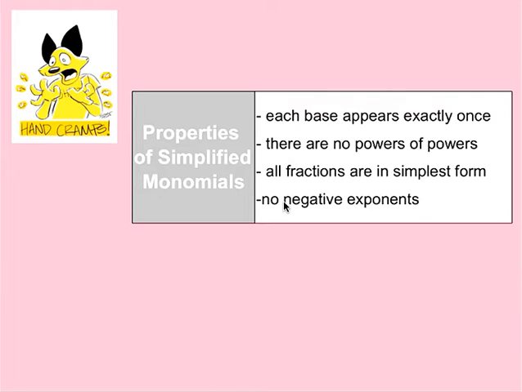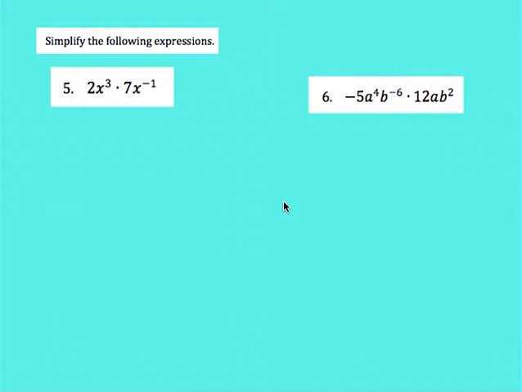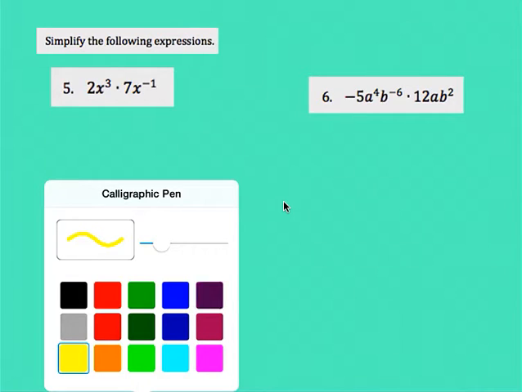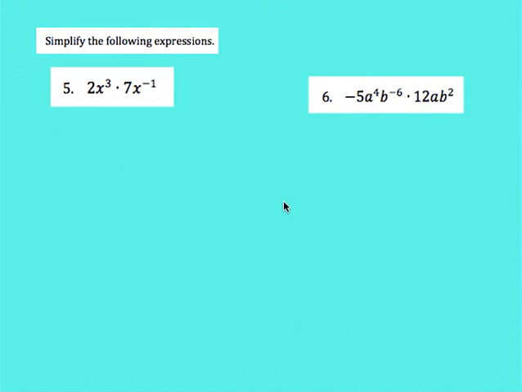Okay, so let's go ahead and take a look at some of those examples. So first of all, let's take a look at number 5. For number 5, remember when you're multiplying monomials, you're going to multiply the coefficients. So we do need to take 2 times 7, which is 14.